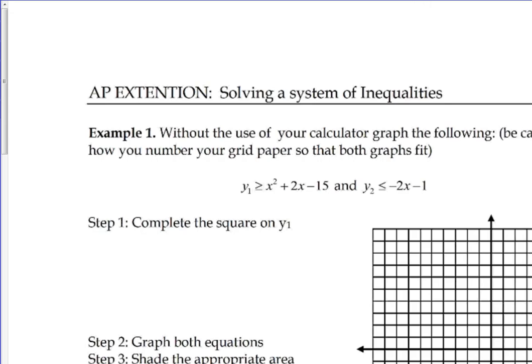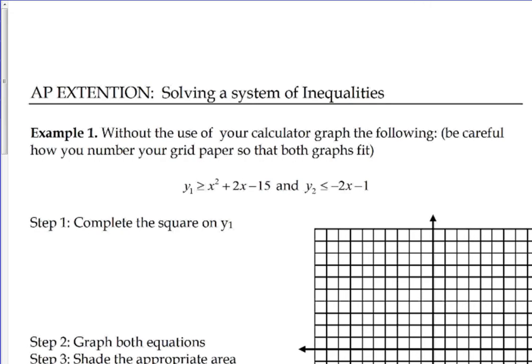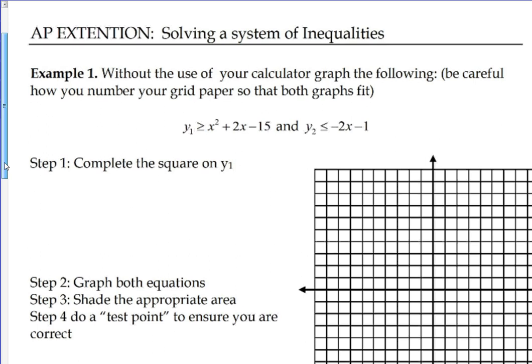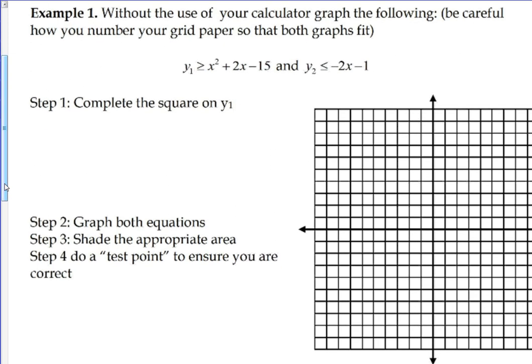All right. Grab your graphing calculators. Oh, darn. Without the use. We're going to actually use both, without and with. Without the use of your graphing calculator, graph the following. Be careful how you number your grid papers so that both graphs fit. So don't just plug it in. We're going to get both equations first.